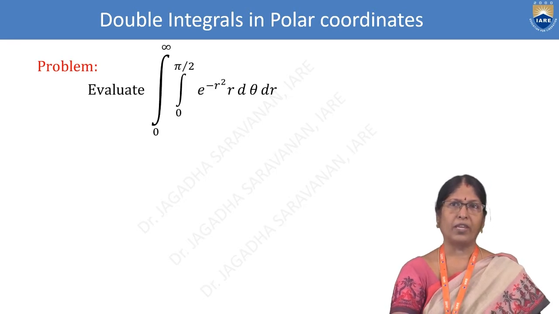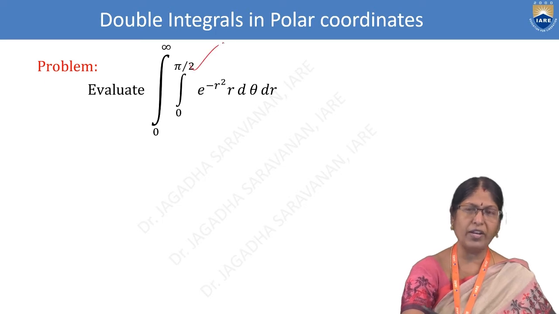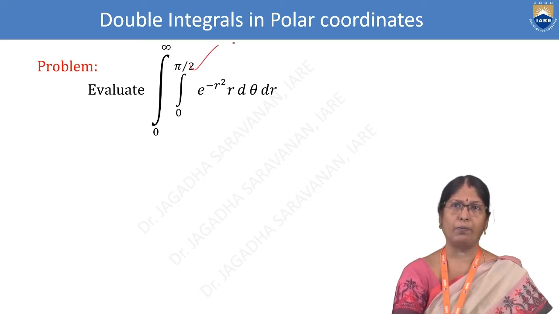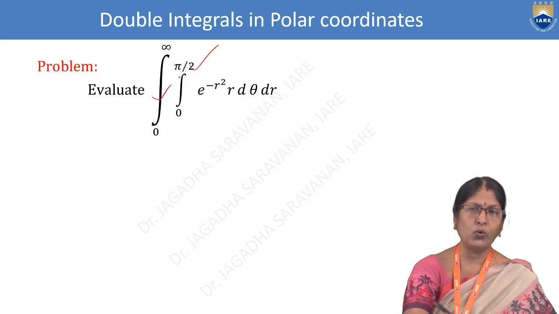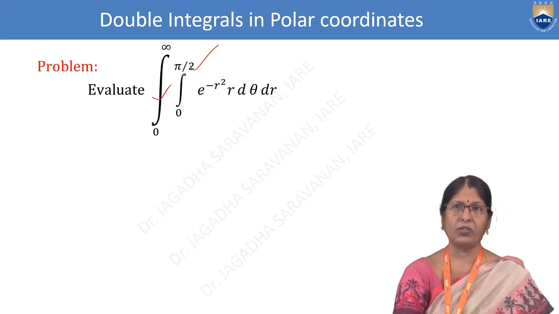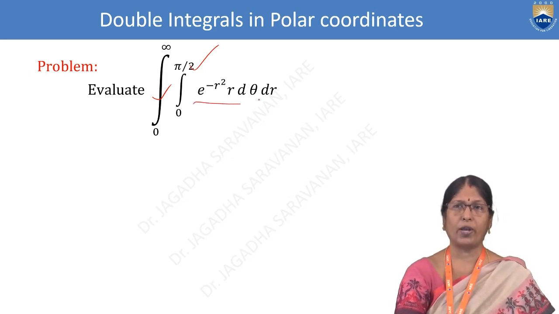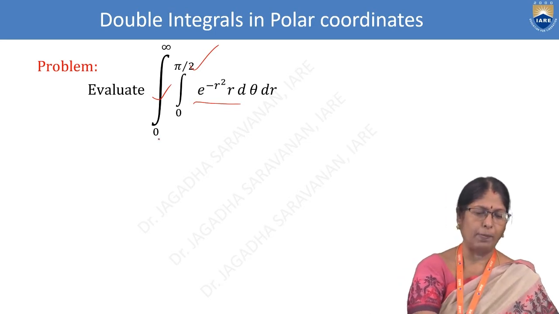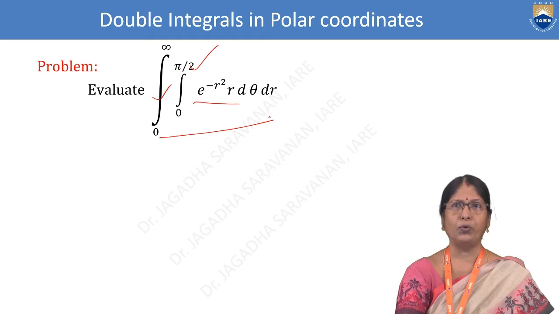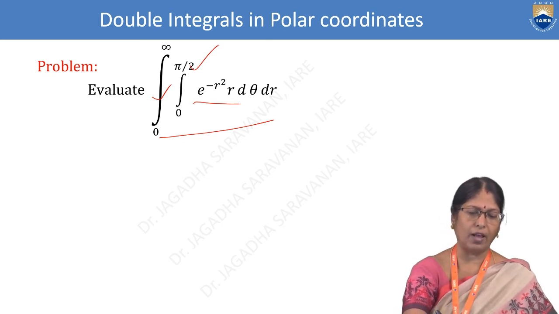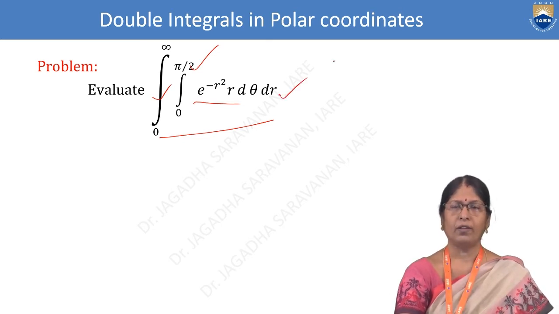The problem: evaluate the integral, where the interior integral has limits 0 to pi by 2, and the outer integral has limits from 0 to infinity. The function given is e power minus r square r d theta dr. This double integral we have to evaluate. This is our question. We will now move to the solution.